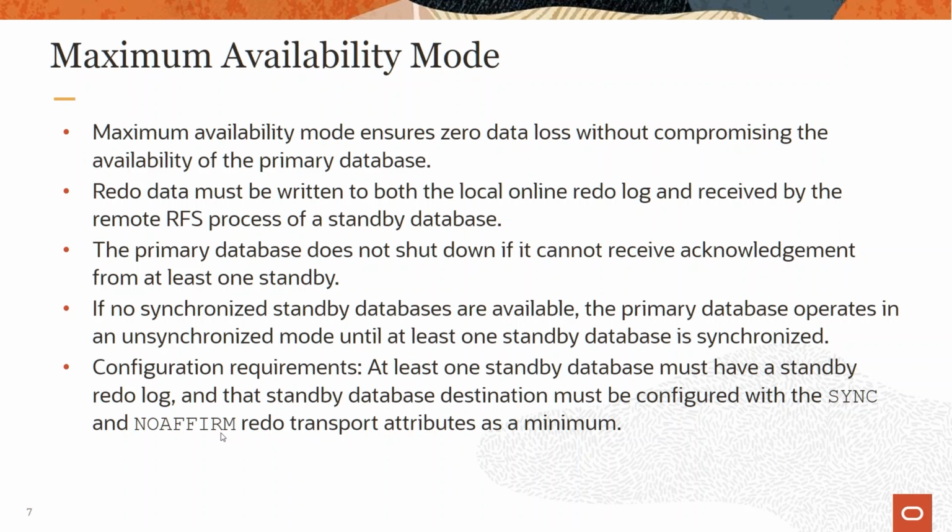That's a minimum level. So it's one level lower compared to maximum protection. Maximum protection requires SYNC AFFIRM. However, in this case, as soon as redo can be delivered to the standby database synchronously without waiting for a disk I/O to the standby redo log file, we can complete a commit statement in the Data Guard environment. So we have a synchronous network I/O, but asynchronous disk I/O, but that's a minimum. Okay, so that is actually maximum availability mode.